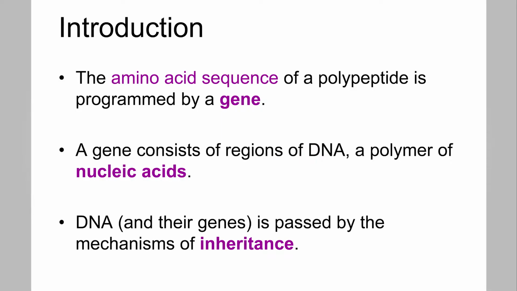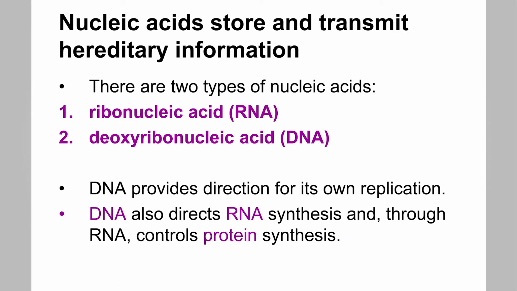The amino acid sequence of a protein or a polypeptide chain is programmed by a gene. Now, this gene can consist of a region of DNA, which is basically a polymer of these nucleic acids. Now, DNA and their genes is passed on to offspring by the mechanism of inheritance. So, nucleic acids store and transmit this hereditary information.